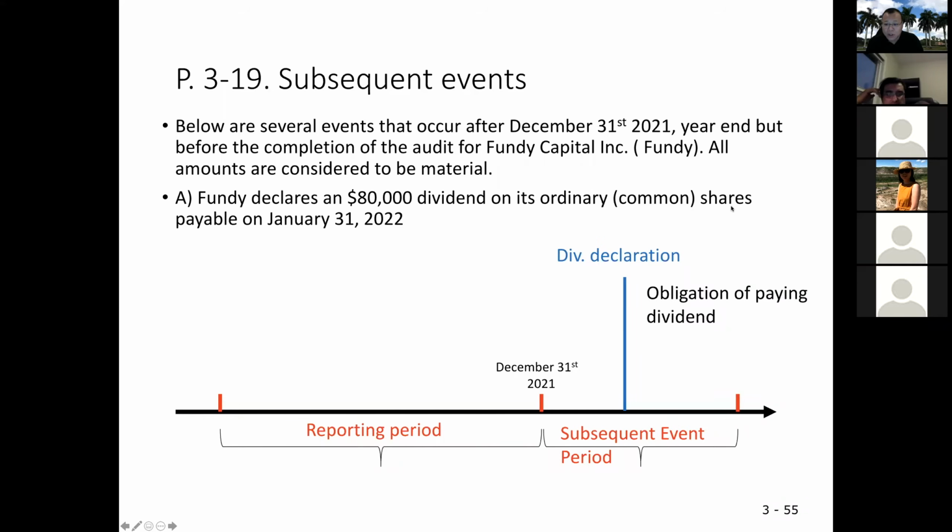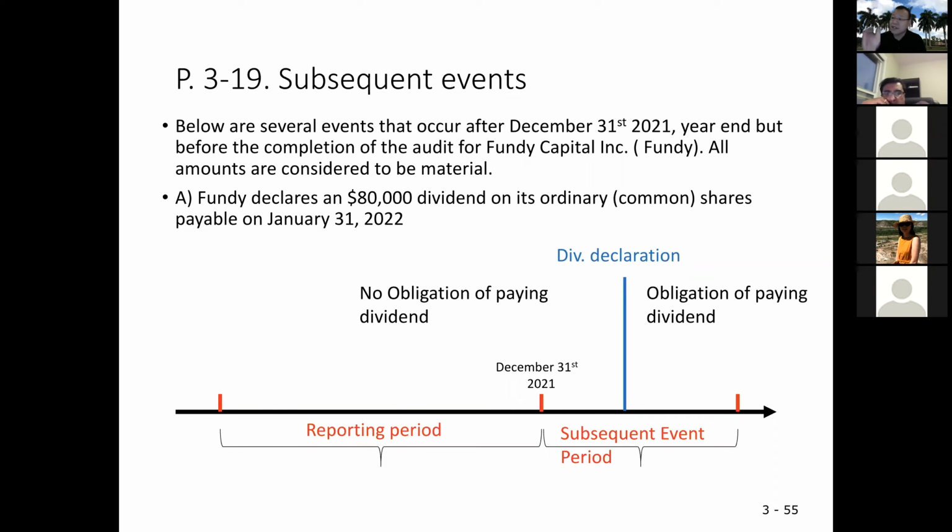Basically, remember in the 2100, you learned about the obligation only happened after the declaration. If you do not declare dividend, you have no obligation to pay dividend. Remember that? Before this declaration, there's no obligation of paying dividend, right? But after the date of the dividend declaration, you are obligated to pay the dividend.